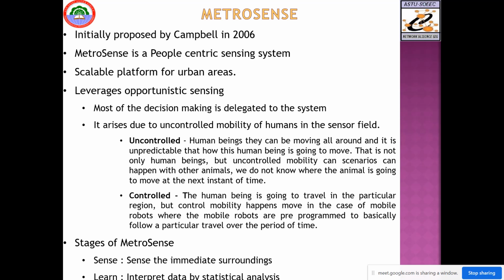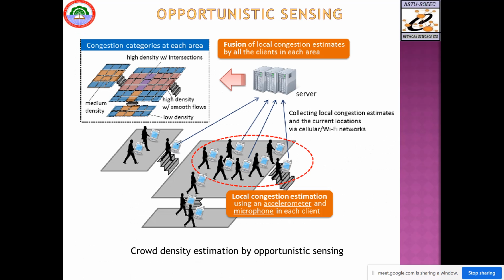In the first stage, they have to sense, and in the second stage, they have to learn. Simply, they have to gather the information and analyze it. That analysis has to be transferred to the neighboring nodes. And the second is called opportunistic sensing.